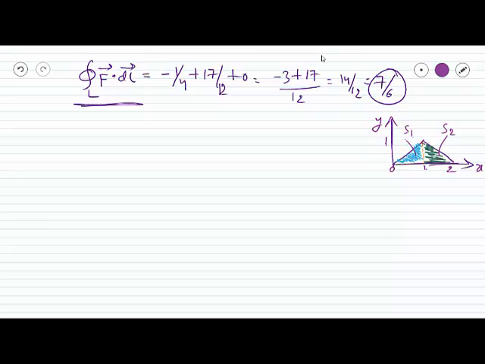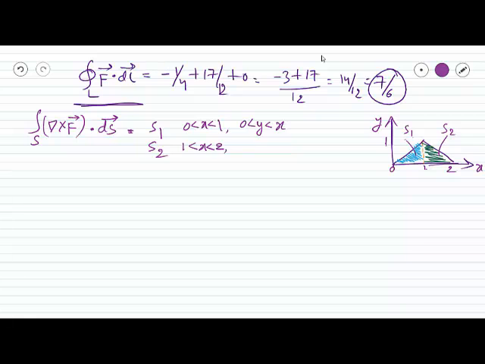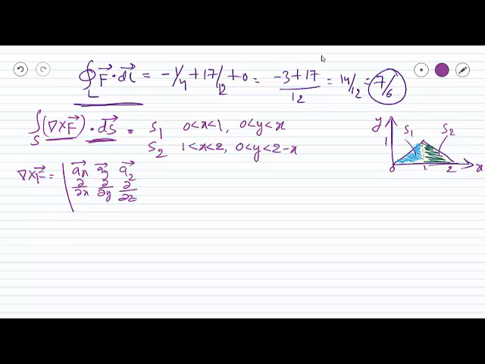So now we will evaluate the right hand side, integral over S of del cross f bar dot ds bar. So we'll divide into two surfaces. For S1, 0 less than x less than 1 and 0 less than y less than x. Second surface, 1 less than x less than 2 and 0 less than y less than 2 minus x. These are the boundaries for the two surfaces. How to choose ds bar? That is the important thing. Before that, please calculate del cross f bar. So now del cross f bar is equal to the determinant of ax bar, ay bar, az bar; dou by dou x, dou by dou y, dou by dou z; and x component is x square y, y component is minus y, and 0. Now let us see ax bar component.